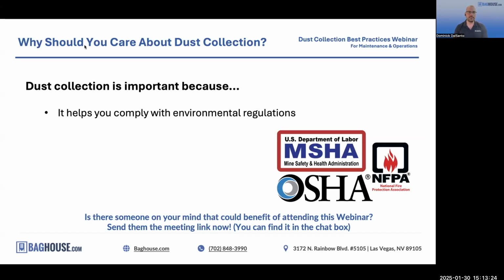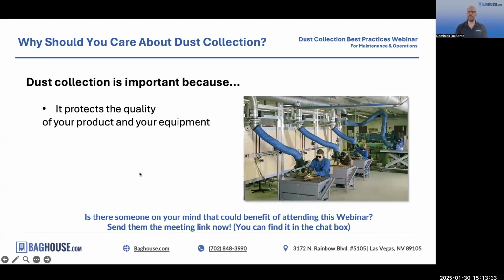Now, our other reason here, our third reason, is that having a well-designed and operated system protects the quality of the products you manufacture and also the equipment in your facility, and it's just conducive to higher productivity. So what do we mean by that? Well, many process applications produce materials or final goods where the quality is directly impacted by how well the dust collection system works. Think about things like pharmaceuticals, food products, precious metals.